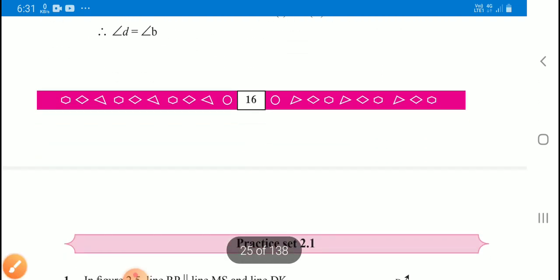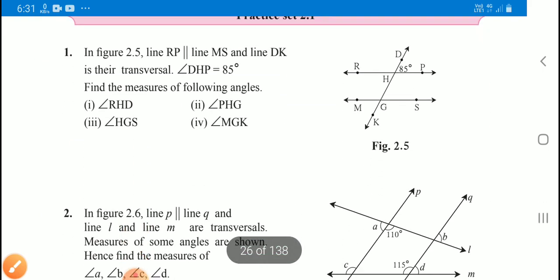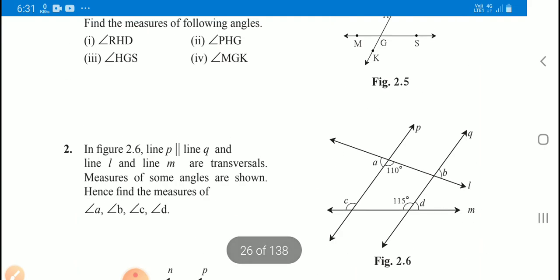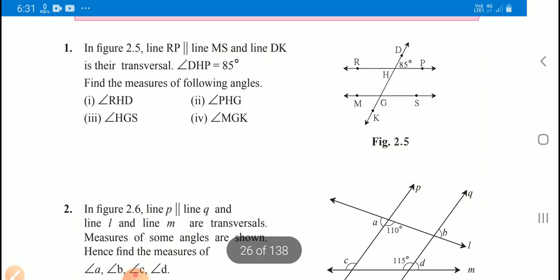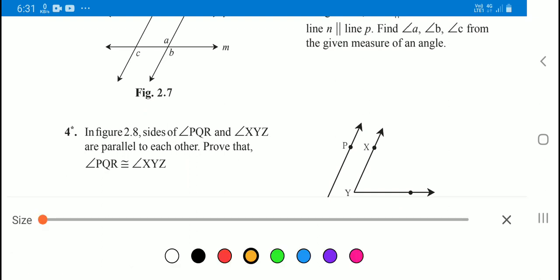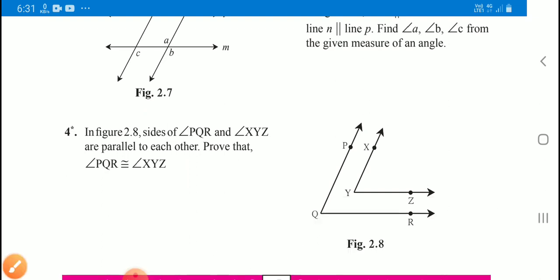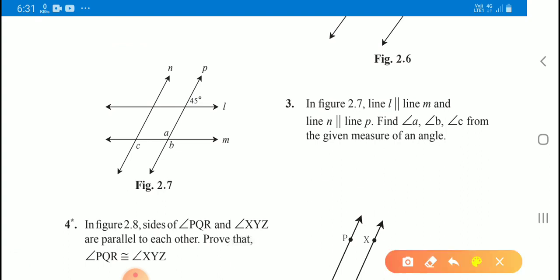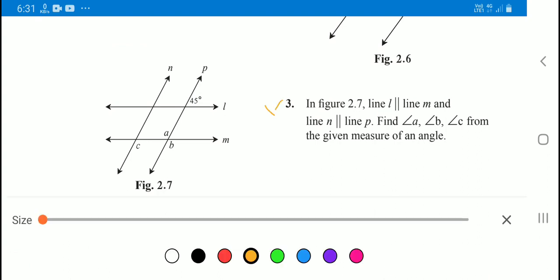By using these, you have to solve practice set 2.1 except example number 3. This example number 3 has been cancelled from your syllabus.